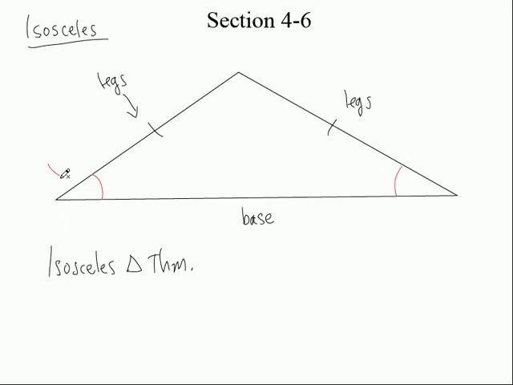And they actually give this a name too. They call these the base angles. All right, so these two angles that are across from the two equal legs are called base angles. So if you have an isosceles triangle, the base angles are going to be equal to each other.